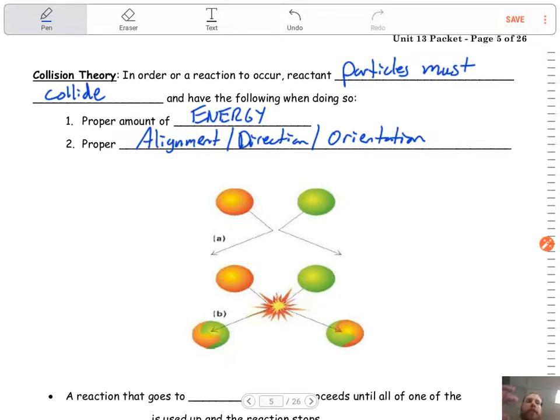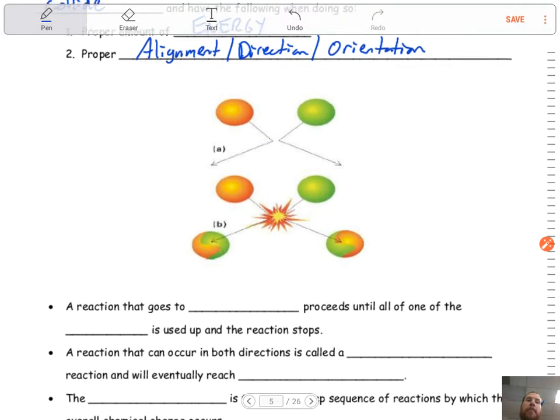If I'm trying to put my fingers together like this, all right, they're not going to go together. It's like trying to fit a square object in a round hole. But when they come together and they're facing the right way, we can see, hey, they're locked together, bam, they've now made something new. Okay, so that's the two pieces with it. They have to have the proper amount of energy, the proper alignment.